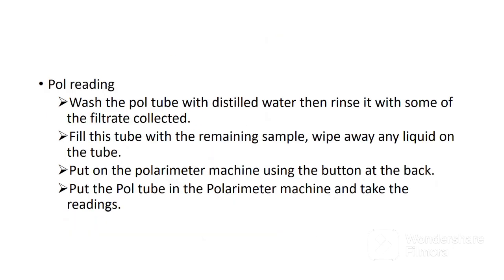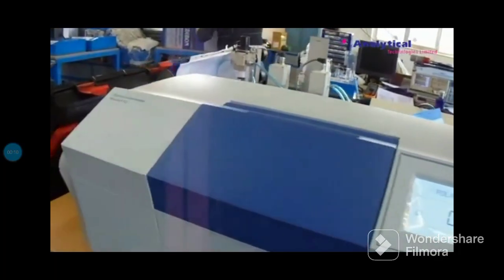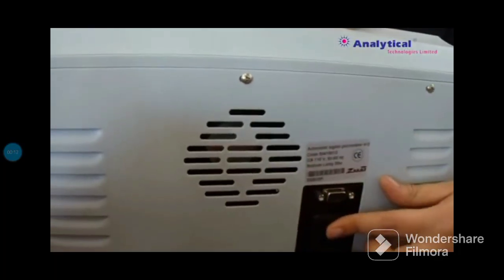Wash the pol tube with distilled water, then rinse it with some of the filtrate collected. Pol tube has to be rinsed first before doing the analysis in order to remove any residue of samples remaining there after the previous analysis. Fill this tube with the remaining sample and wipe away any liquid on the tube. Put on the polarimeter machine using the button at the back.